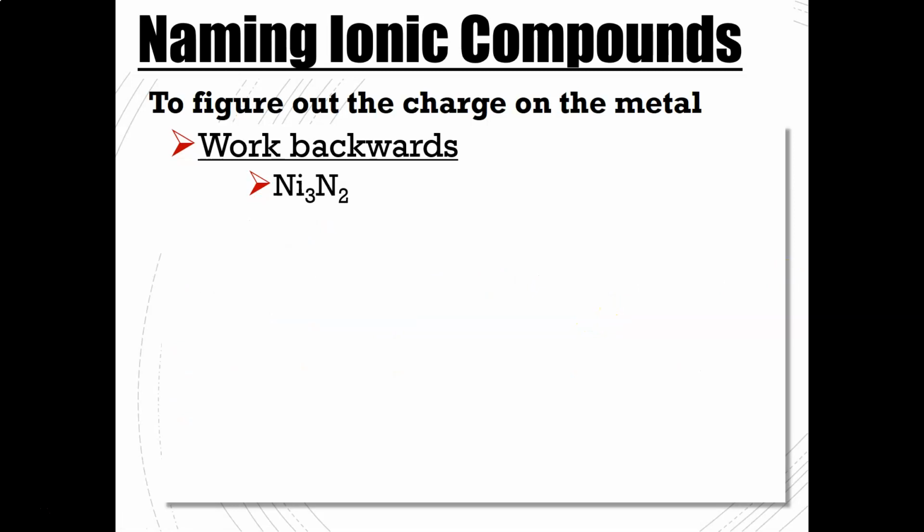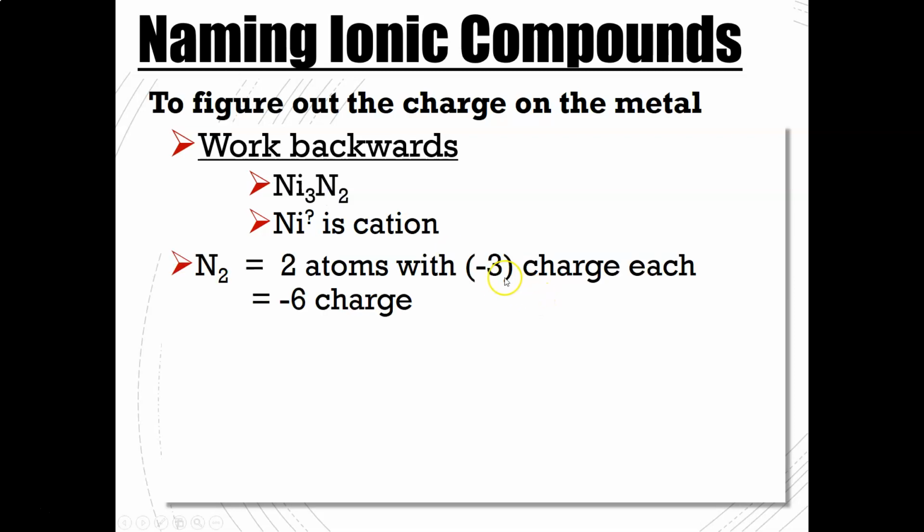Not always so easy, okay? Sometimes it's a little bit more like a little algebra puzzle. So we know that nickel is my cation. We know that nitride is my anion. I have 2 of them. They each come with a -3, so that's a total of -6.